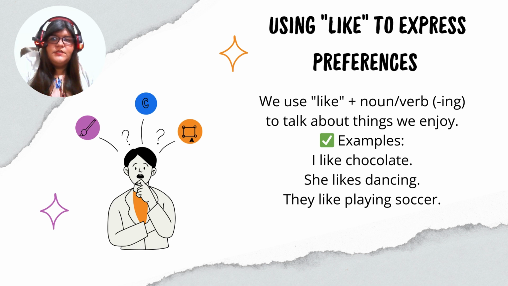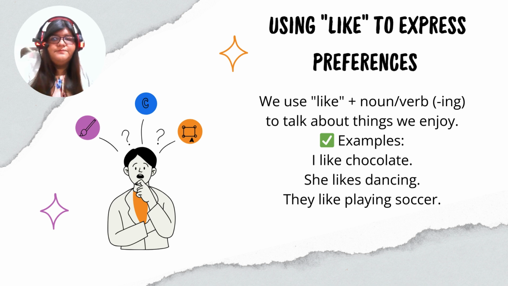Then we have using like to express preferences. We use like plus noun, verb in ing form to talk about things we enjoy. For example, I like chocolate. She likes dancing. They like playing soccer.